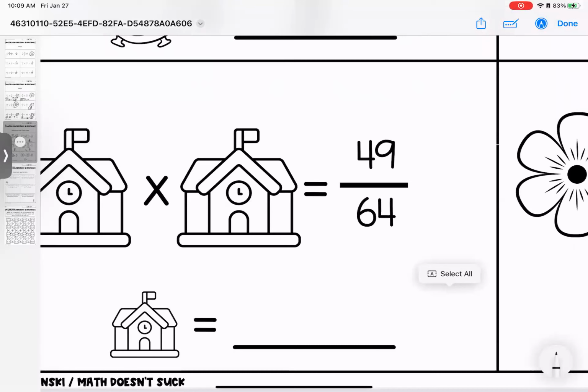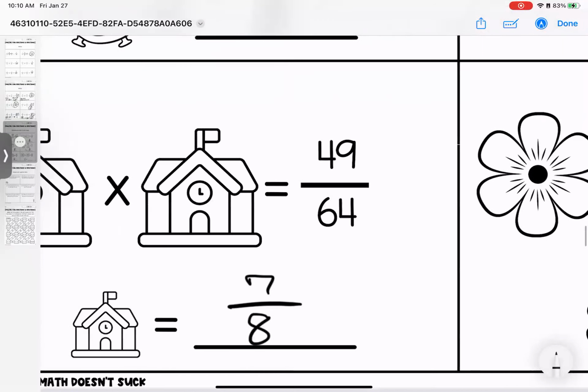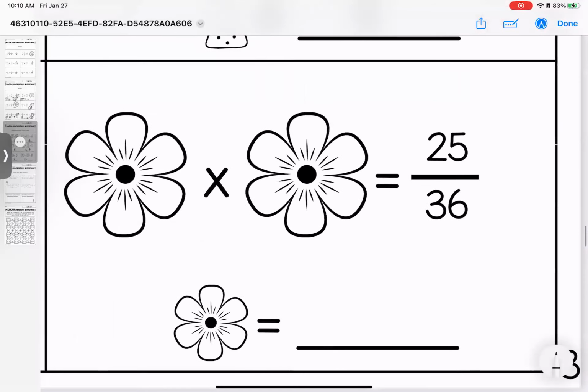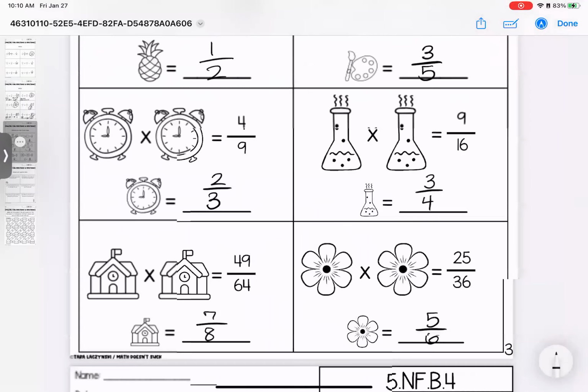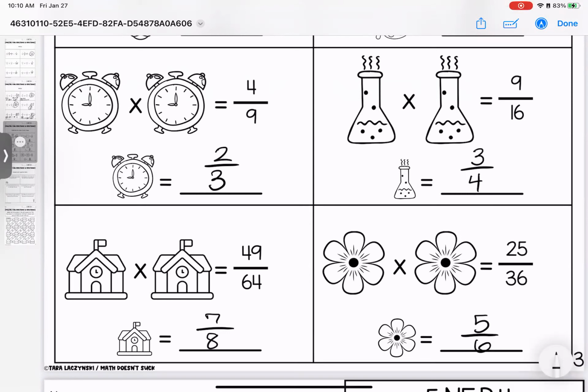To make 49, we need 7 times 7. To make 64, we need 8 times 8. To make 25, we need 5 times 5. And to make 36, we need 6 times 6. Again, these are just missing pieces, giving you a different way to practice your fraction knowledge.